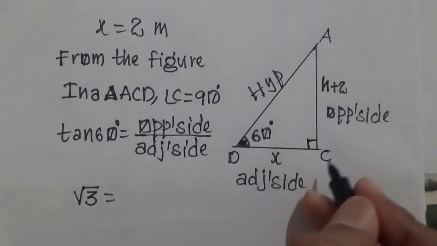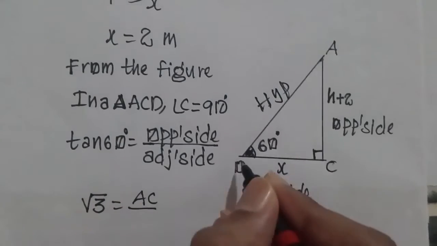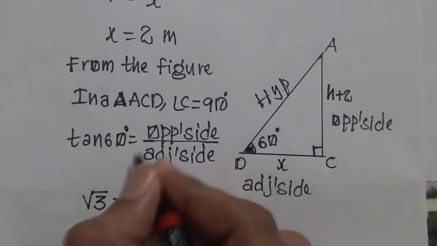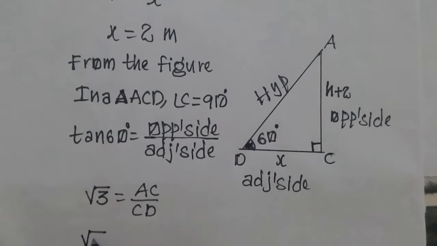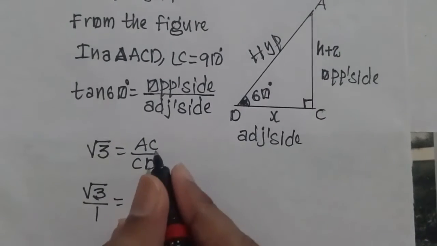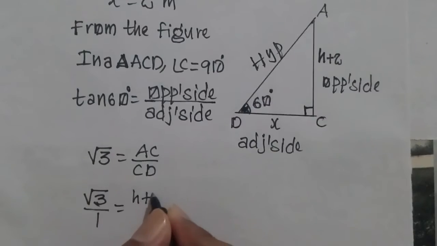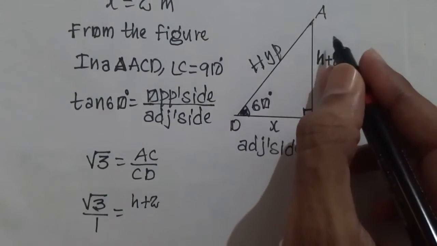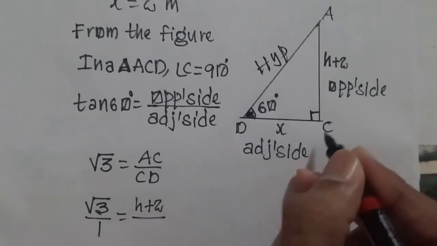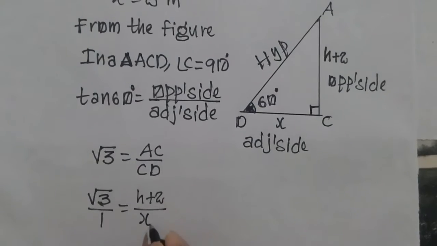Opposite side is equal to AC, and adjacent side is equal to CD. I am writing root 3 by 1 is equal to AC by CD. Here AC is equal to h plus 2. h is the height of the statue, 2 is the height of the pedestal. CD is the distance between the point of observation and the foot of the pedestal, x. CD is equal to x.